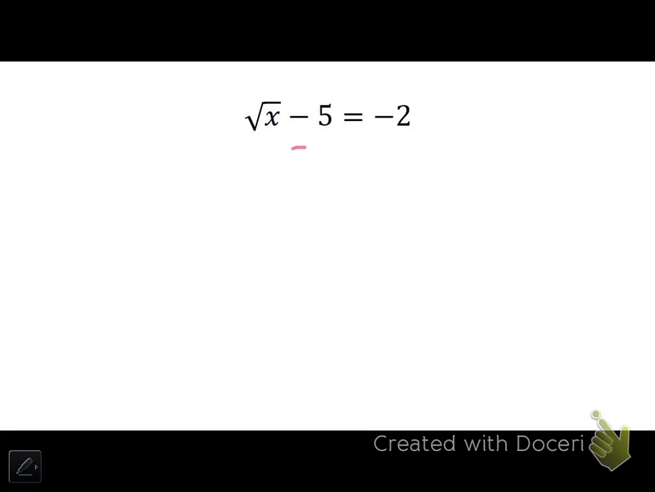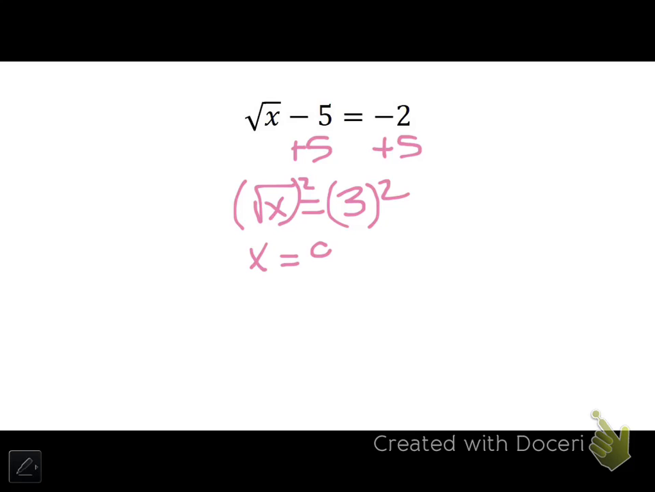Okay, so in this one, we're going to add 5. So we're going to get square root of x equals negative 2 plus 5, which is 3. To get rid of a square root, we square both sides. So I'm going to get x equals 3 squared, which is 9.